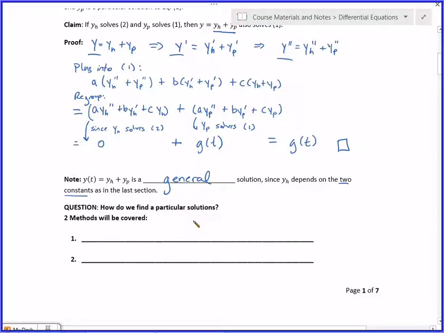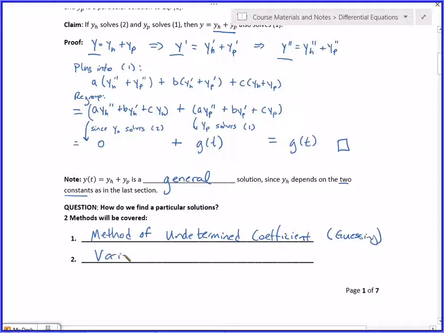as in the last section. So how we find particular solutions, how we find the YP, that's what 4.4 and 4.5 are all about. We're going to cover two. There are actually more methods out there than just these two. We're going to stick with these two. It'll be general enough for us. We're going to do the method of undetermined coefficients, or as I like to call it, guessing.